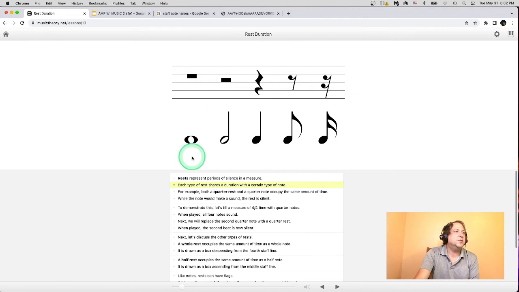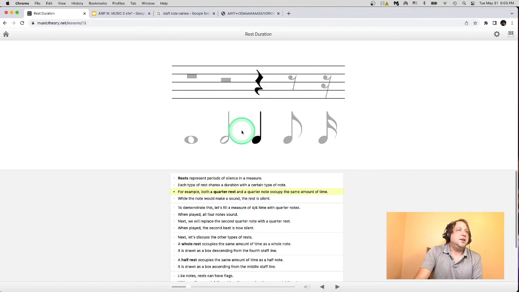A whole rest, whole note. Half rest, half note. Quarter rest, quarter note. Eighth rest, eighth note. 16th rest, 16th note. You notice that this is the same kind of system. 1 flag, 1 flag. 2 flags, 2 flags. So as the lesson is saying right here, it's kind of reiterating what I just said. They correspond with the same amount of time.